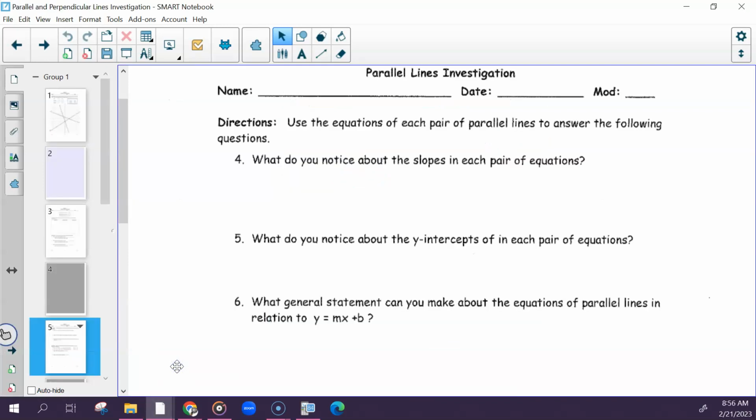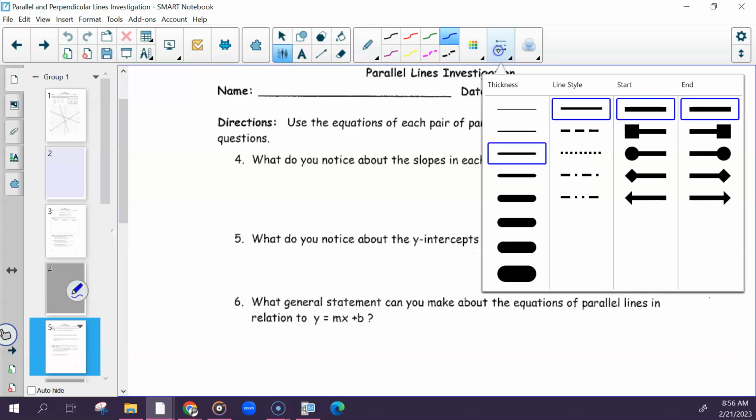Okay. Find this page in your parallel lines investigation. You need one. Were you here last class? Yeah, okay. We're going to talk through the questions and then start our perpendicular. So before class ended, you were to answer these questions. So I want you to tell me some of your answers.